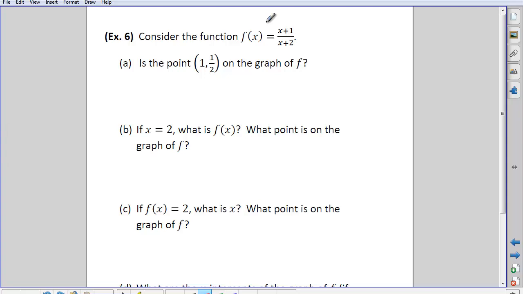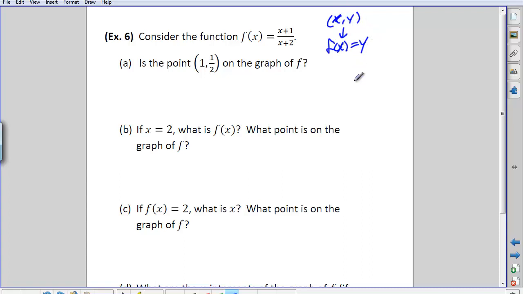So the first question is, is the point 1, 1/2 on the graph of f? Now remember what we said earlier. If we have a point x, y, that means that f of x equals y.